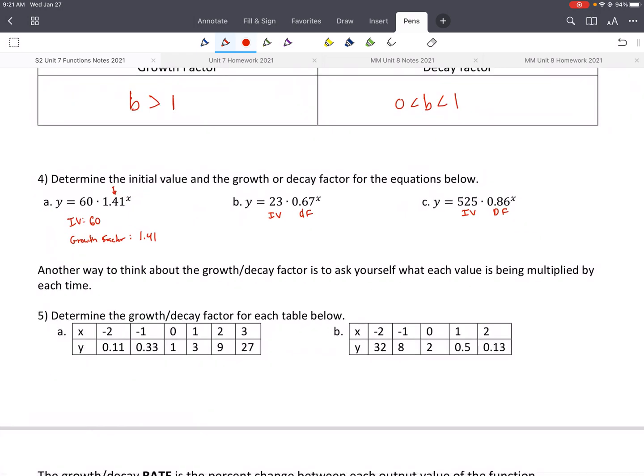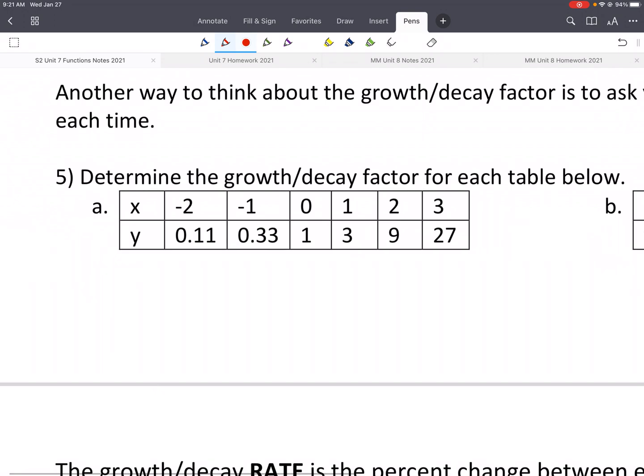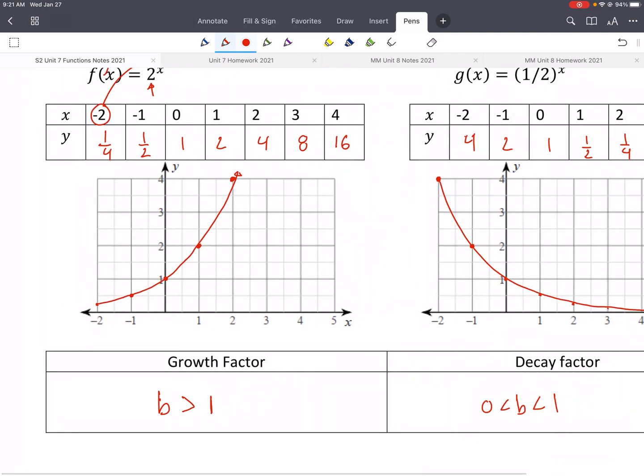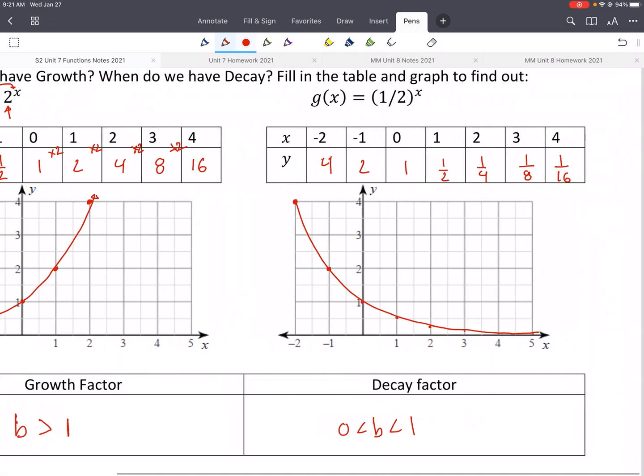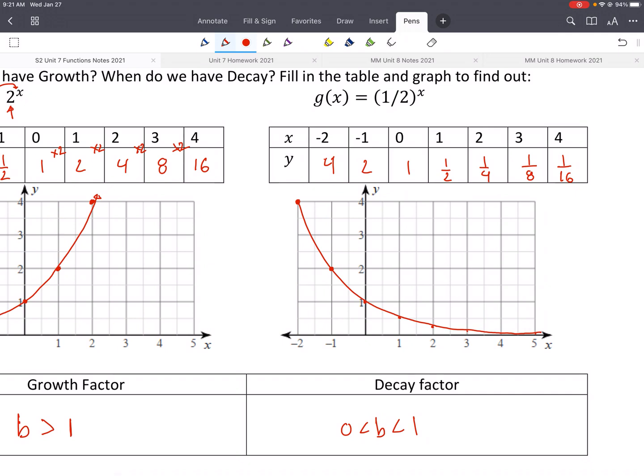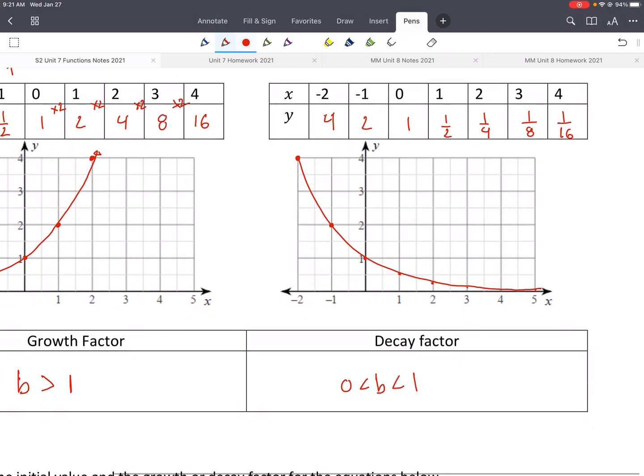All right, another way to think about growth or decay is to ask yourself what each value is being multiplied by each time. So if you had a table and you wanted to find, assuming that this was exponential, how could we find the growth or decay factor? Just like we did here, every single time it's being multiplied by 2. So here the growth factor is 2. Here it's being multiplied every time by a half, and that would be our growth or decay factor.